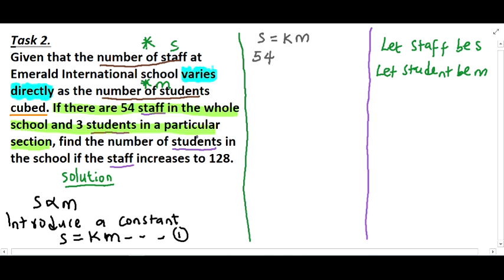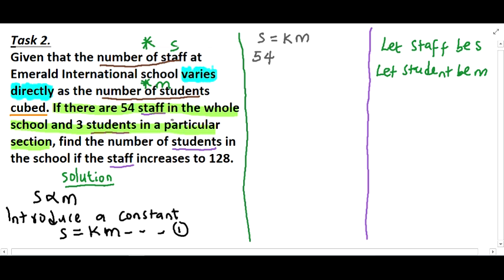54 staff. Okay. Wow, I almost skipped something I even told you earlier, right? I told you that this is cubed. Because of that, this M is actually cubed, not just M. I almost made this kind of mistake. Sorry for that. So this is meant to be cubed. You get? Okay, let me explain this again. So this is meant to be that staff varies as the number of students cubed. You get? And then if we introduce our constant, we now have KM cubed. So sorry for that, I skipped that.